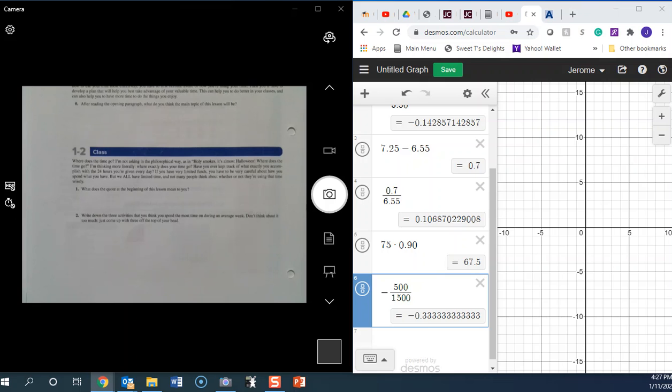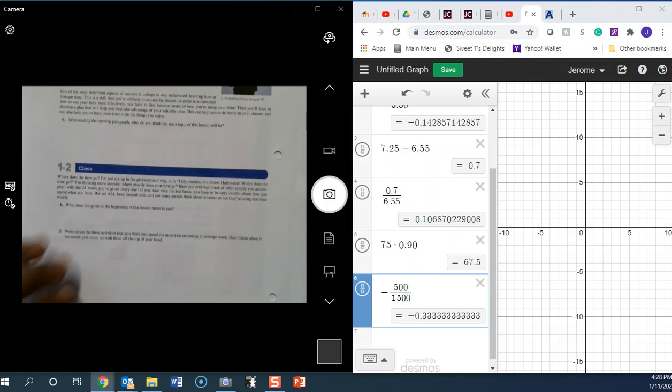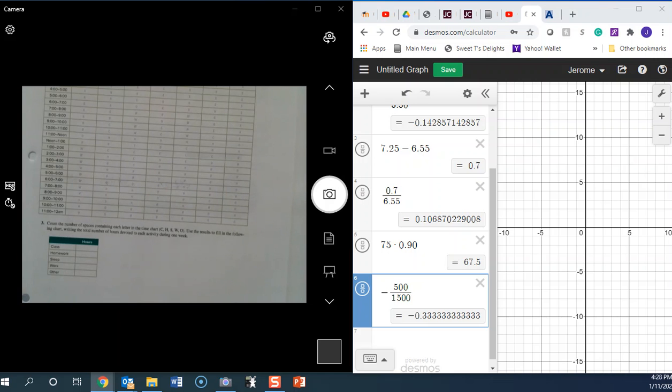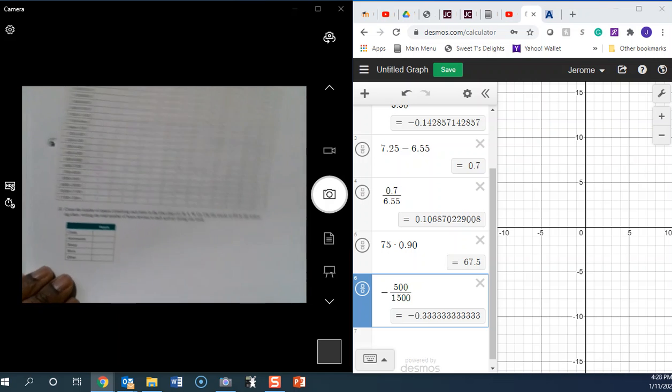And then number 2, it says write down the 3 activities that you think you spend the most time on during the average week. Don't think about it too much. Just come up with 3 off the top of your head. Now you could do that at your leisure. But we're going to move on to the next page here.